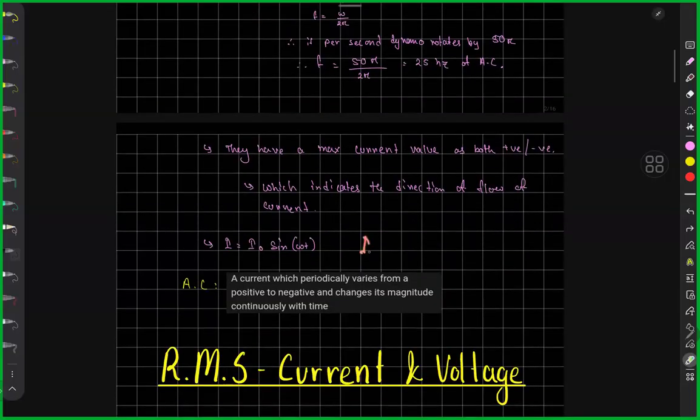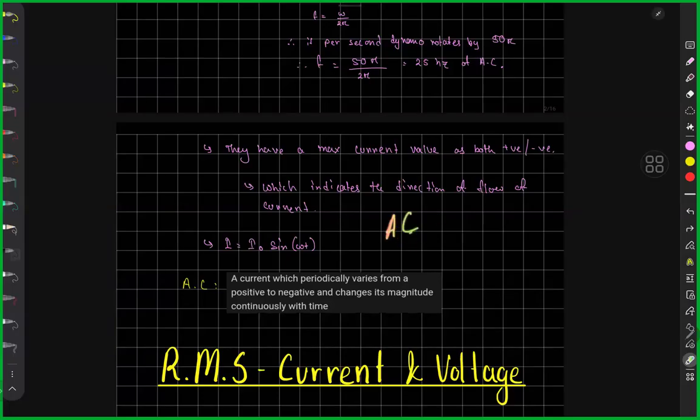It would simply be I naught cos omega t. But I don't think this will be in your exam. They won't ever really ask this or pose it as a question. I've never seen it. They may give you a very conceptual question and ask you to express current in terms of a trigonometric function to express the AC current.